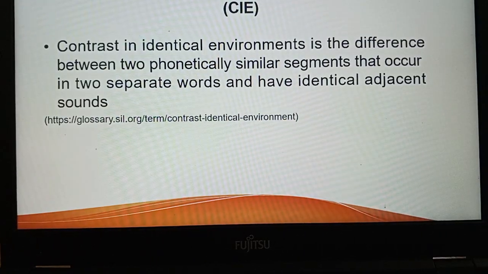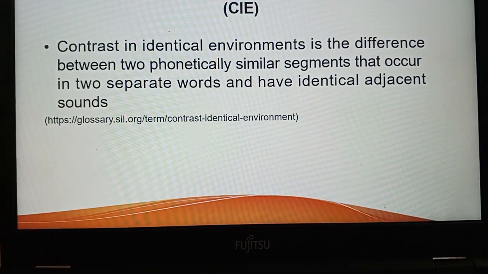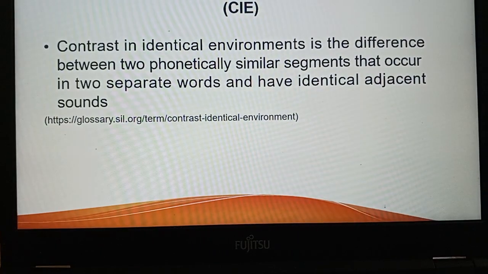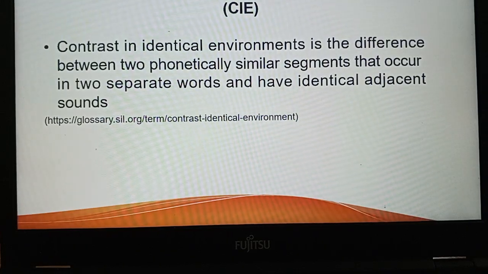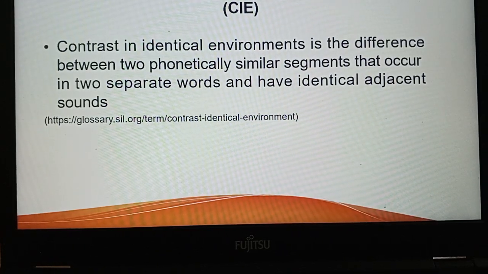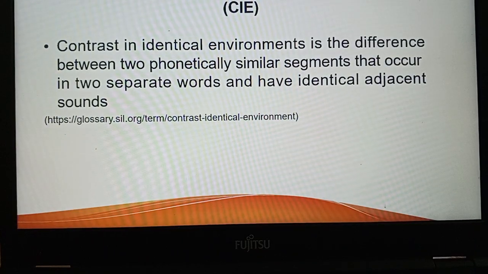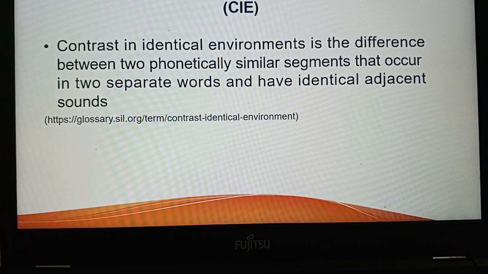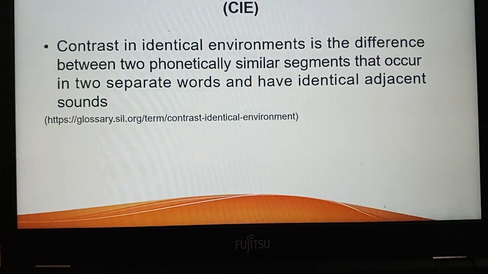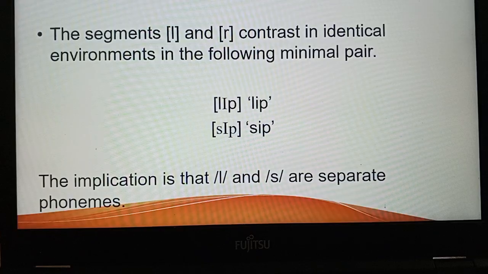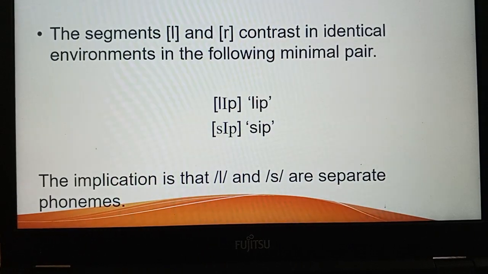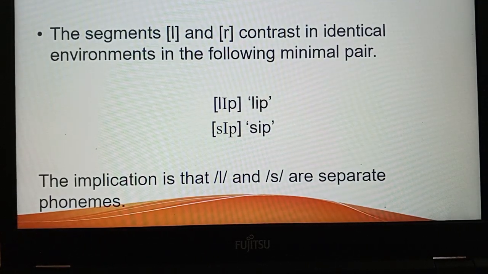Okay. Now, look at these contrasts. We have the contrast in identical environment and contrast in analogous environment. A contrast in identical environment is CIE. Sorry for this. And the contrast in analogous environment is CAE. So contrasts would definitely be found in identical environments where differences between two phonetically similar segments would be evident, occurring in two separate words and having identical adjacent sounds. For example, look at this. This is called a contrast in identical environment.